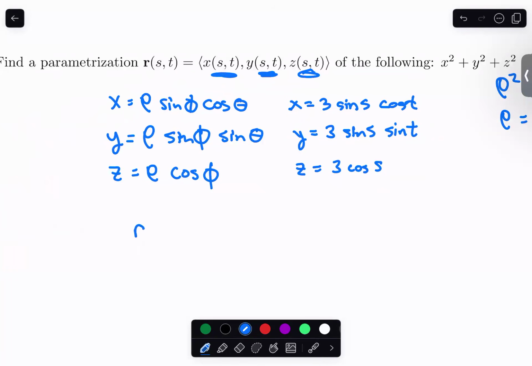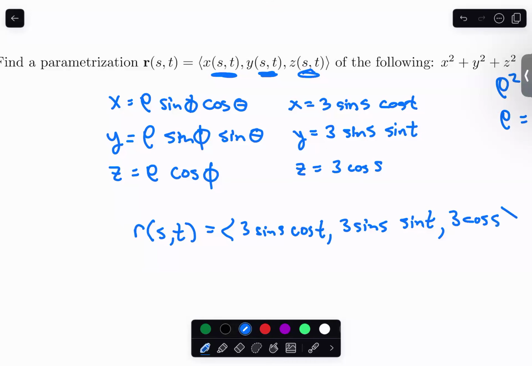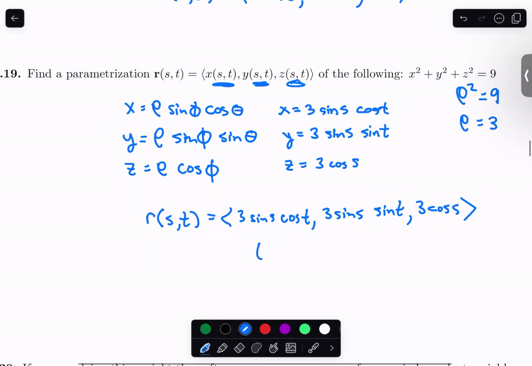So my parameterized surface looks like, just copy and paste now. And then we need to talk about our bounds. All right, so t is taking the place of theta. And so it's maybe not surprising that I would like our thetas to go from 0 to 2 pi.